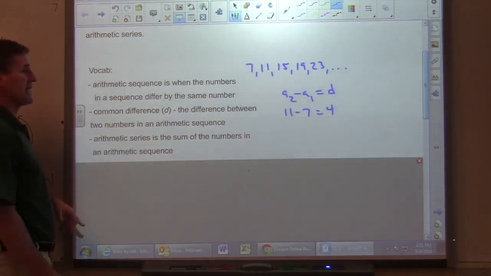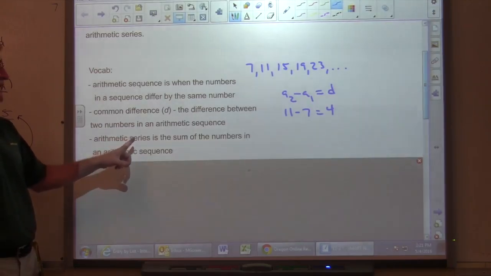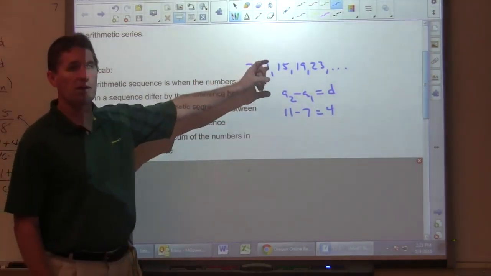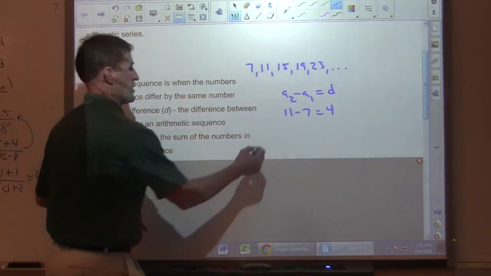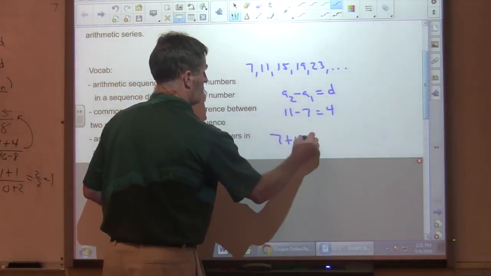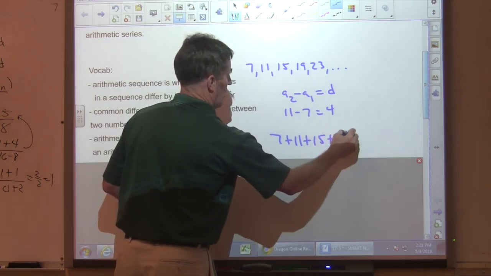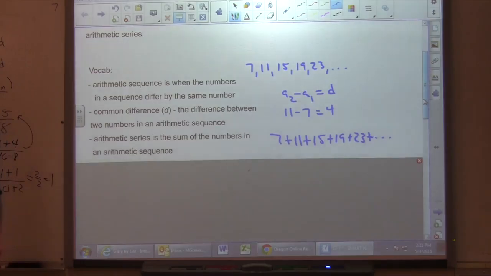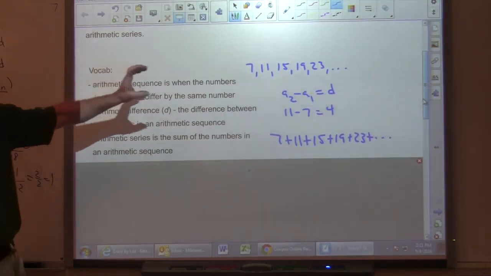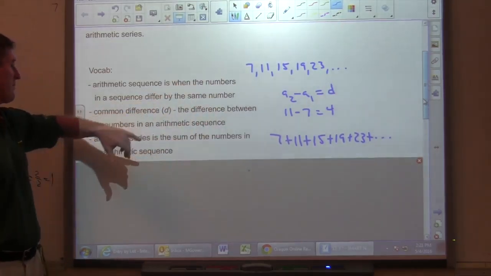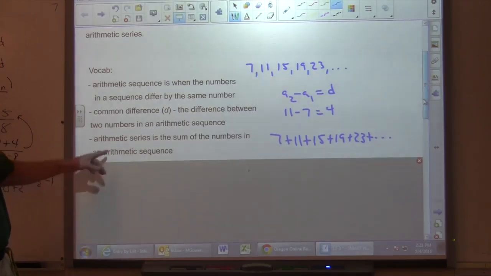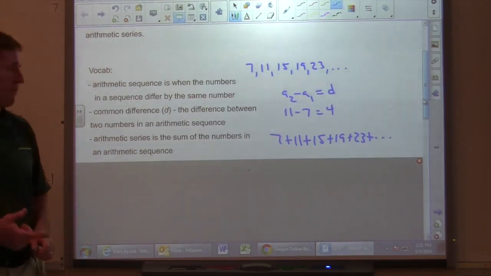And then an arithmetic series is the sum of the numbers in an arithmetic sequence. So if we have an arithmetic sequence, then the series would simply be adding all those numbers up to whatever point we want to take it out to. Okay? So those are our terms. Arithmetic sequence, the numbers that increase or decrease by the same amount every time. That common difference is the number it's going up by or down by. And the arithmetic series is the sum of all the numbers.